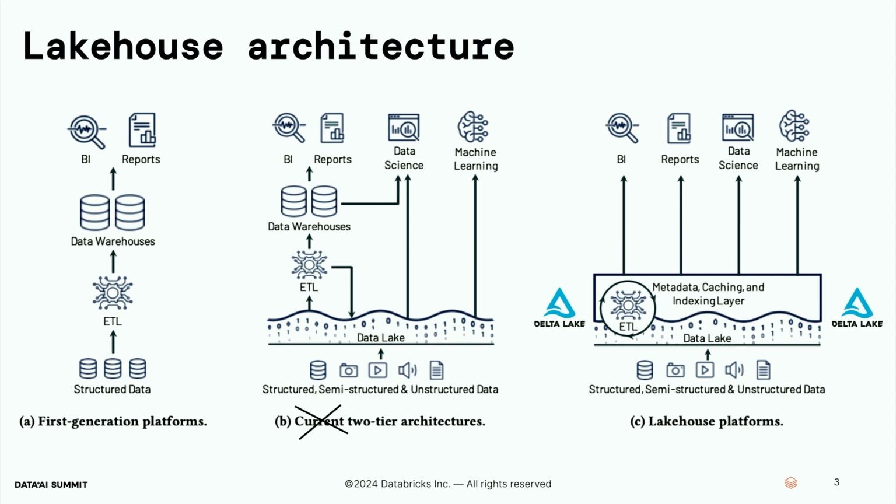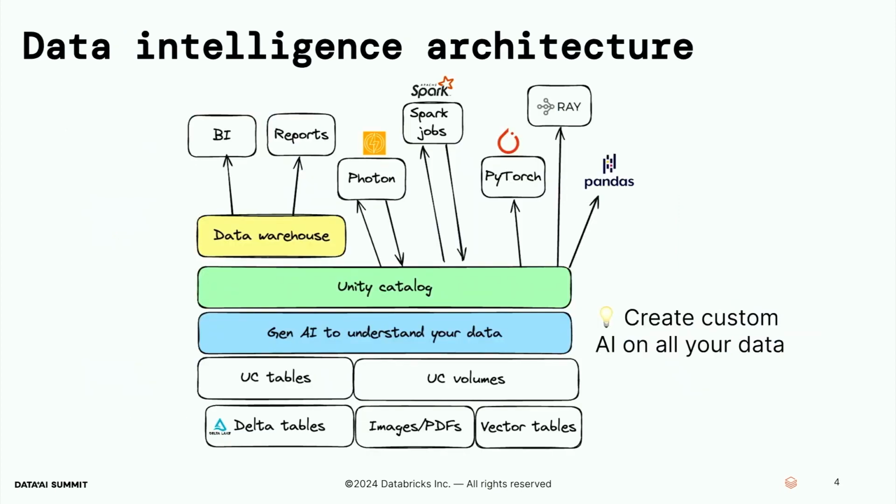Now, modern organizations want more, which is great. We want to give you more. So Delta tables are still the foundation for structured tabular data. And what organizations want in their data intelligence architecture, in addition to this, is governance and security, which can be handled with the Unity catalog. And organizations also want to use Gen AI to understand their specific data sets. So they want to create custom AI on their data. So that's the defining factor of the data intelligence architecture.